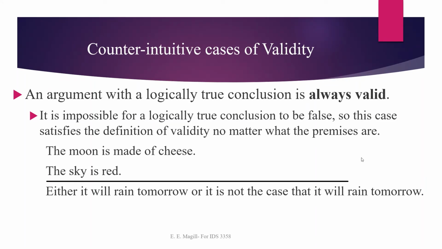The consolation is that this type of counterintuitive case is easily recognizable as an argument in which the premises don't actually support the conclusion, right? We look at this and we can tell that it's not actually a good argument. So we call this trivial validity. It's valid, but we know that it's not actually a good, structurally useful argument for what we want to do with logic.